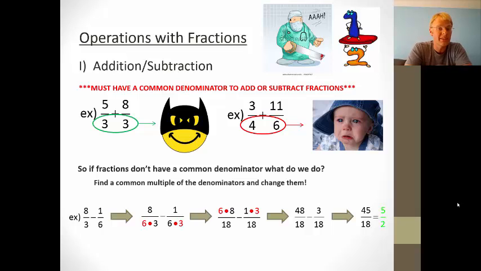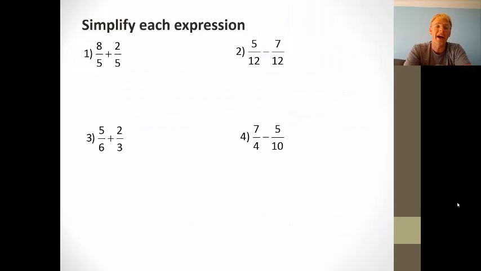Now, to fully simplify this, though, we've got to make sure we reduce our fraction. 45 and 18 can both be divided by 9, which would simplify our fraction to 5/2. Now that we've looked at addition and subtraction together, why don't you try it on your own here? So in the first two examples, we can see these are our happy Batman problems. And our second two examples, we've got to be careful.